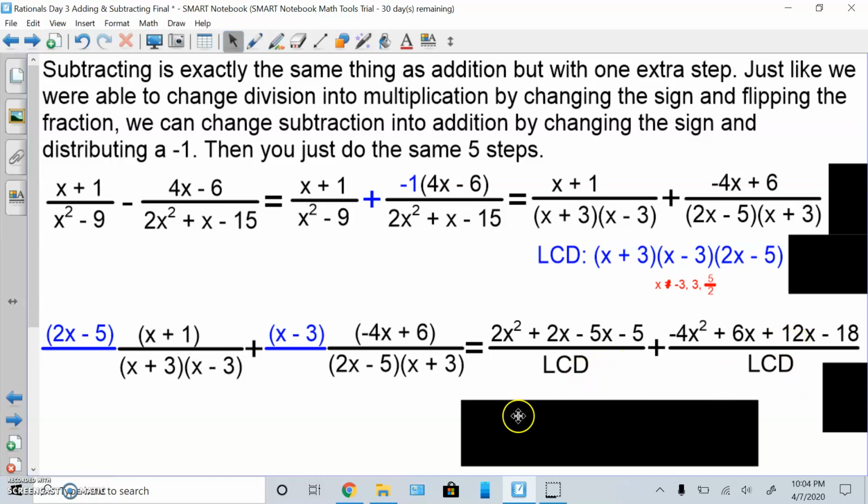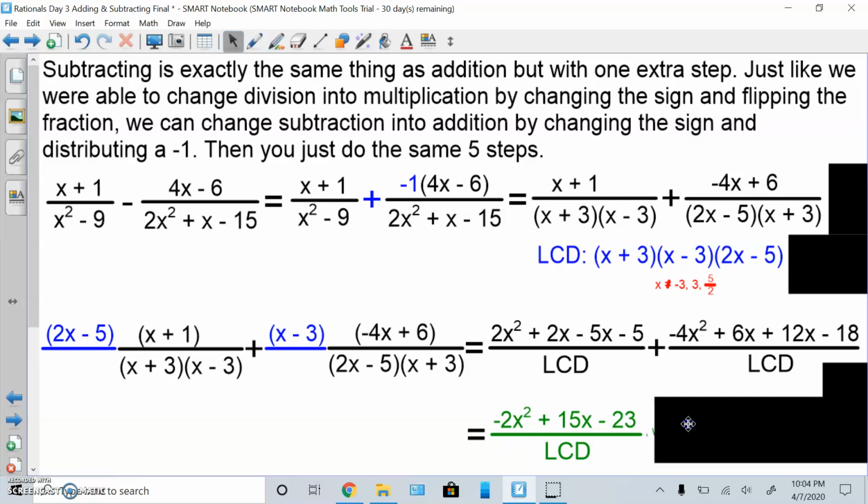Once the bottoms match, keep it the same, call the bottom LCD, combine the tops. So 2x squared minus 4x squared is -2x squared. 2x minus 5x is -3x. -3x plus 6x is 3x. 3x plus 12x is 15x. Then -5 minus 18 is -23. Then don't forget your restrictions. So this here in green is your final answer.